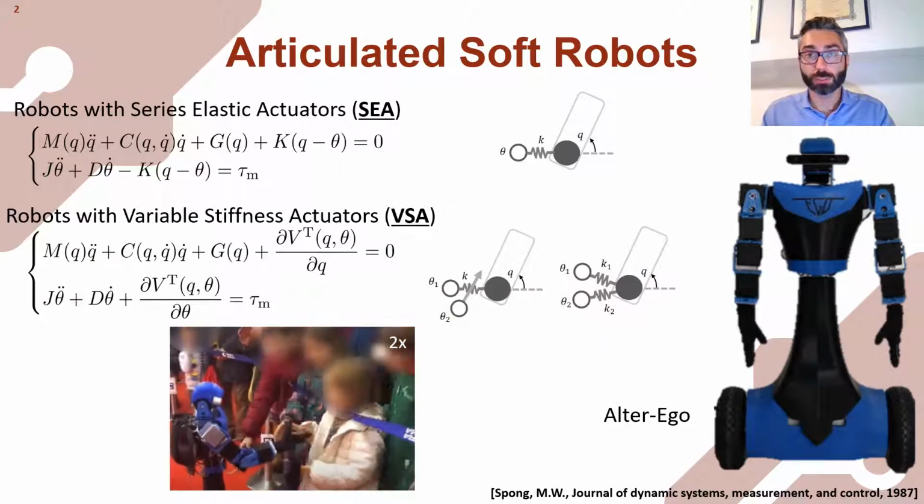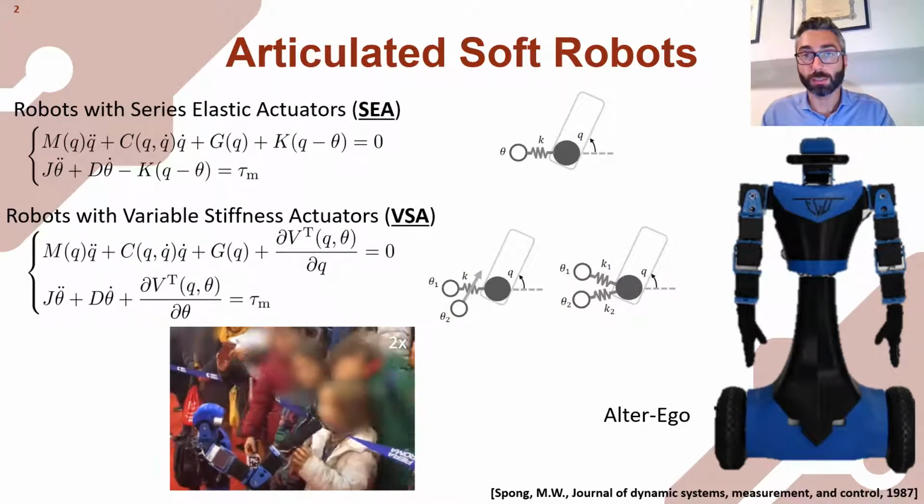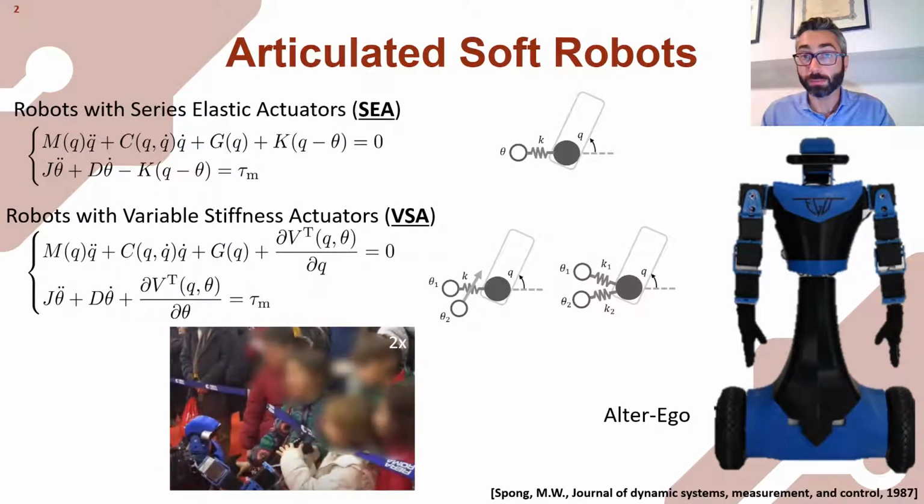Articulated soft robots are systems presenting lumped elasticity at the joints. These compliant elements allow them to behave safely and robustly.